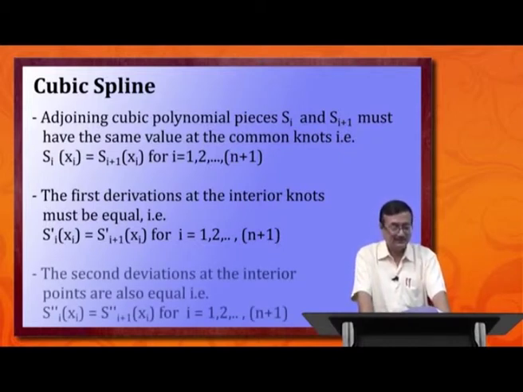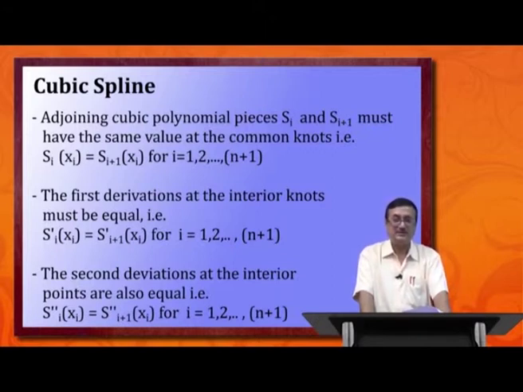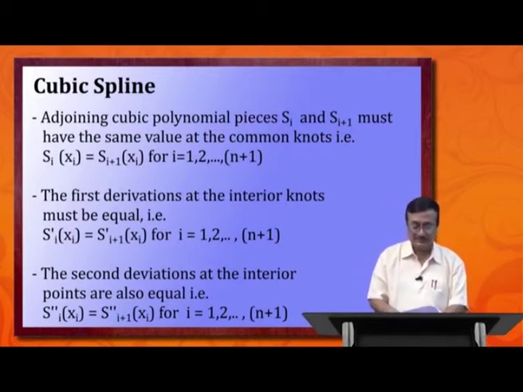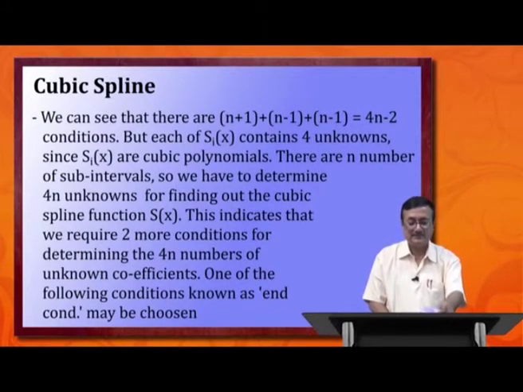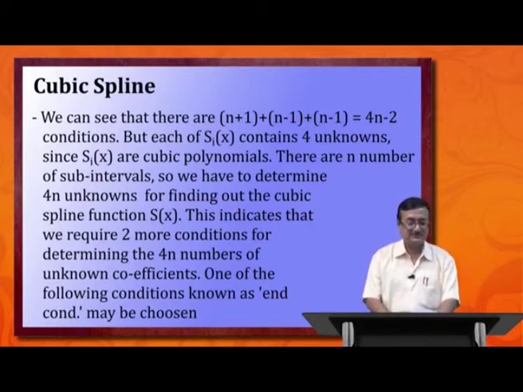And lastly, the second order derivatives also satisfy similar conditions at the interior points. Si''(xi) should be equal to Si+1''(xi), i = 1, 2 up to n-1, that is for maintaining the curvature condition at the nodal points. There are n-1 conditions. So altogether we have n+1 plus n-1 plus n-1 plus n-1, altogether 4n-2 conditions.